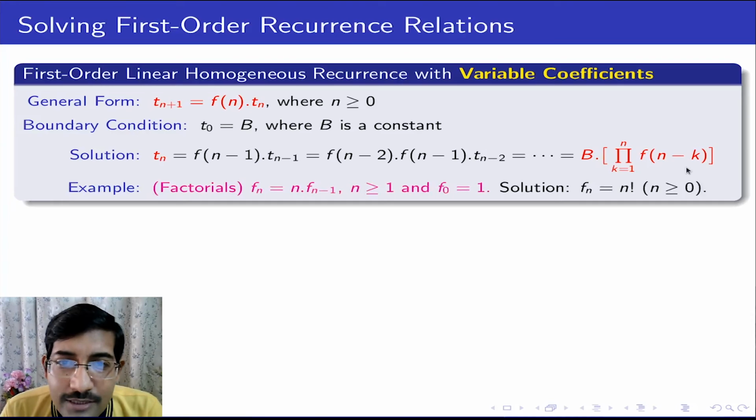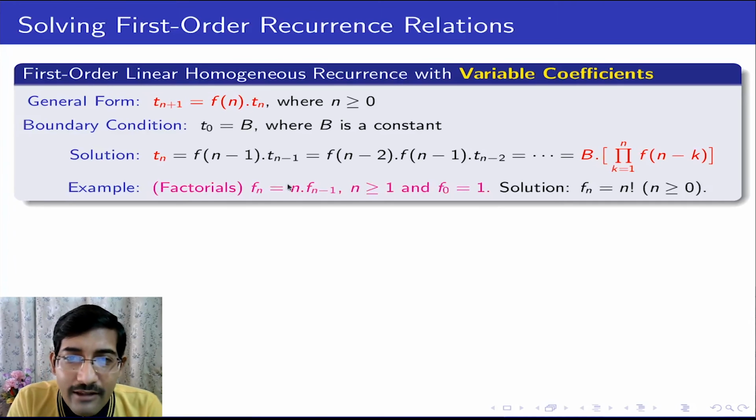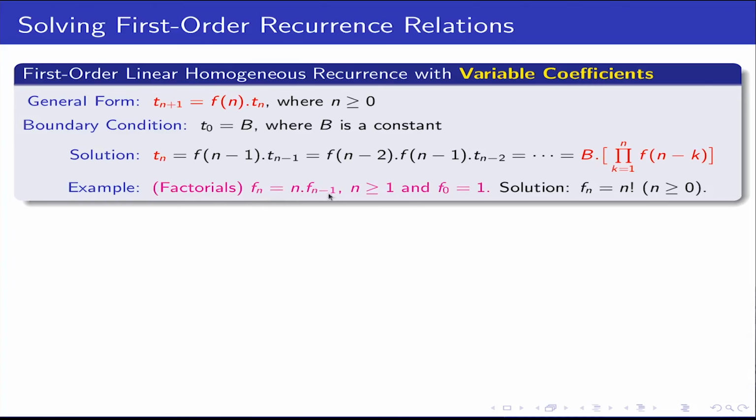Example, factorials, because factorial of n: fn equal to n into factorial of n minus 1. If I consider this as fn, then it will be n into n minus 1 into n minus 2 and so on, where your b is f0 equal to 1, since 0 factorial is 1. So we get fn equal to n factorial, while n greater than equal to 0.